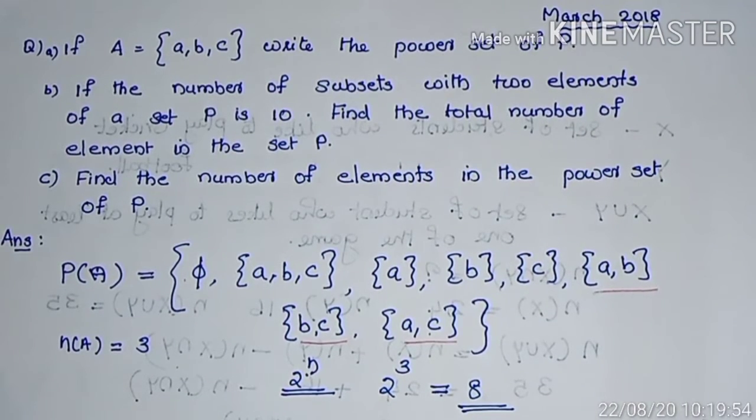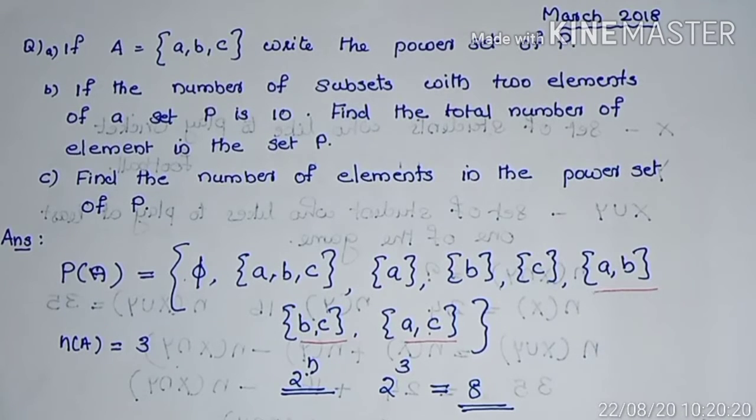Next question. If A is equal to set {a, b, c}, write the power set of A. This question has three parts. First one is a, then second b. If the number of subsets with two elements of a set P is 10, find the total number of elements in the set P. c. Find the number of elements in the power set of P.